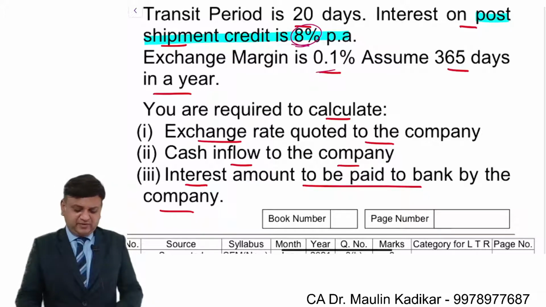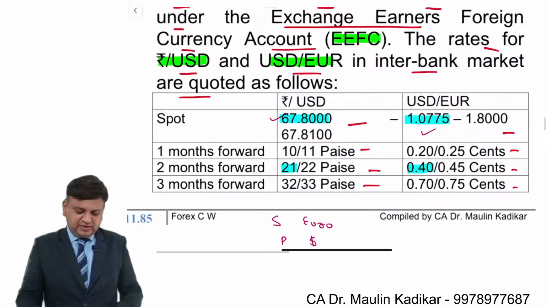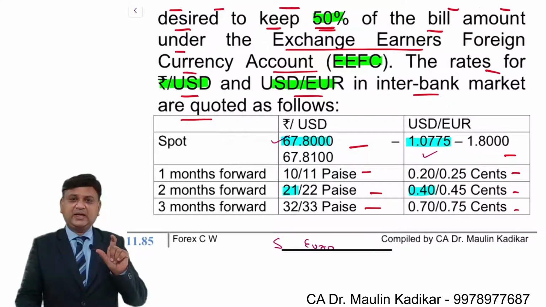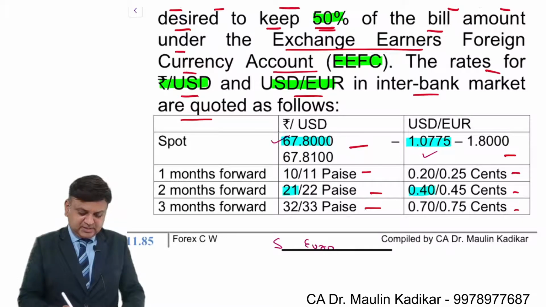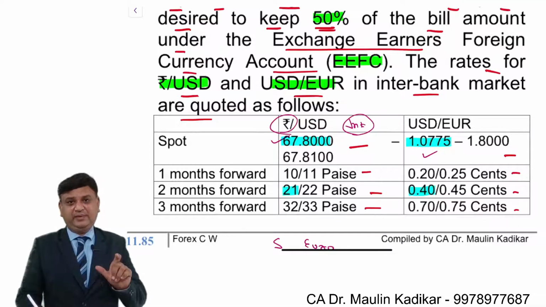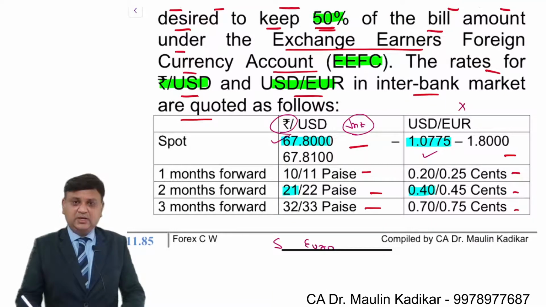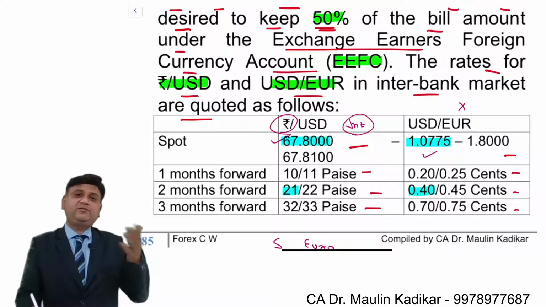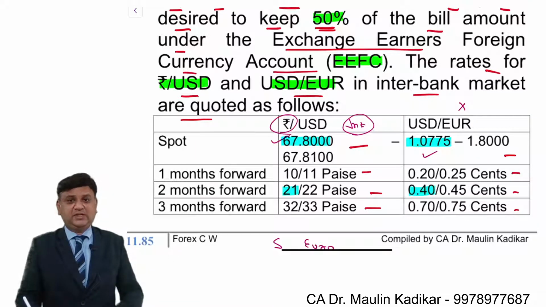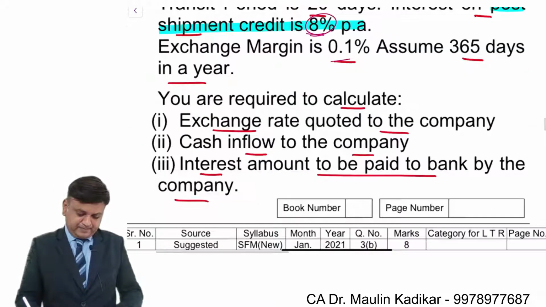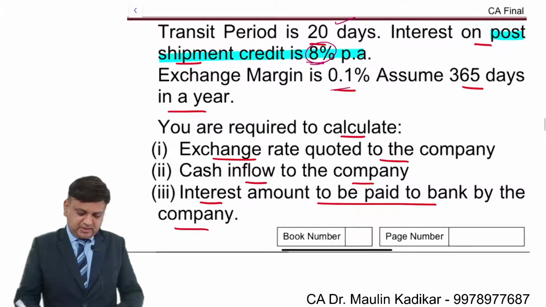Exchange margin 0.1%, and of course we understand it is required to be calculated only for the interbank market rates. Since the rupee is the home currency, this is the interbank market rate for which the margin will be considered. Not over here, the margin will not be considered, because there the bank itself is also doing the transaction with the interbank. Assuming 365 days, that's fine.